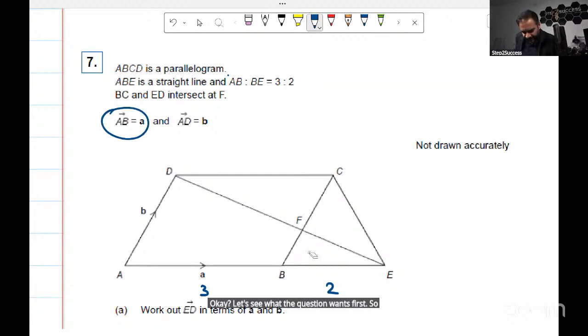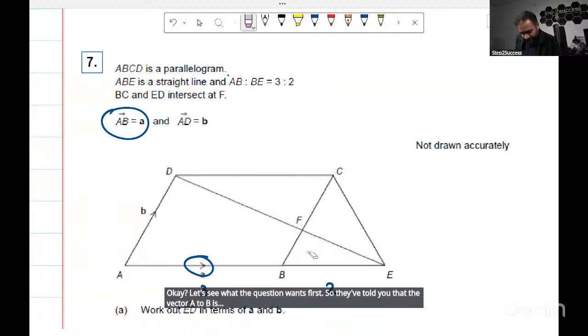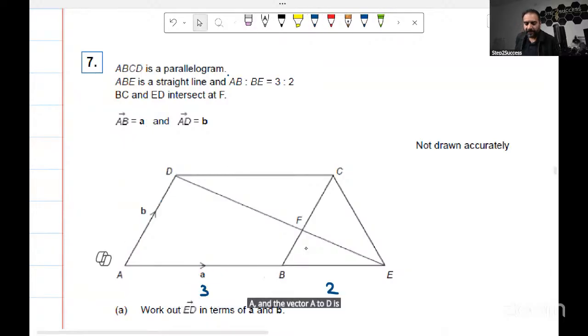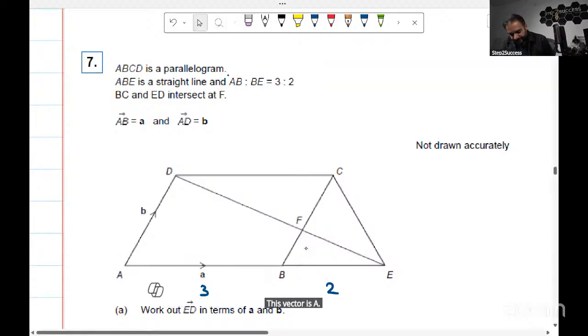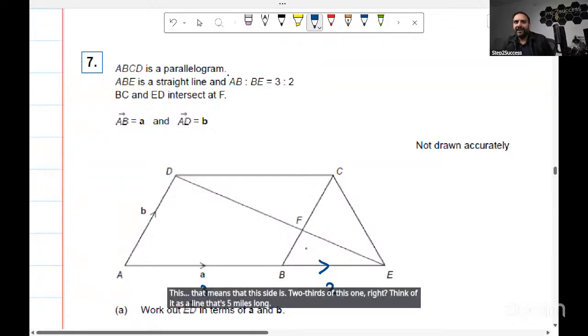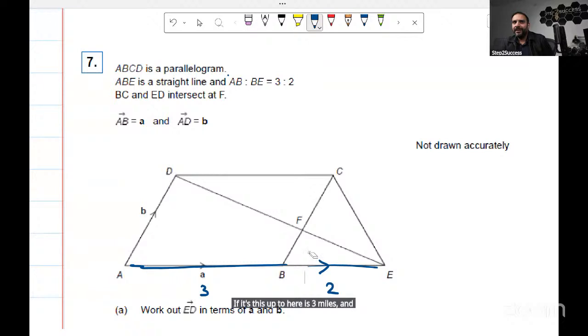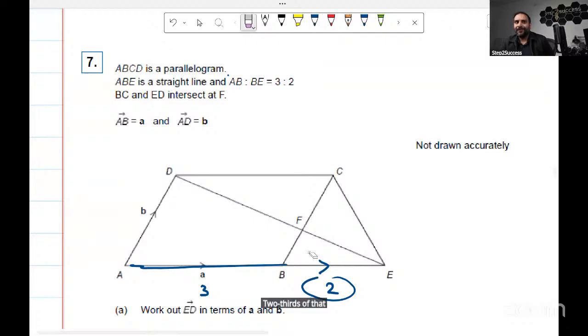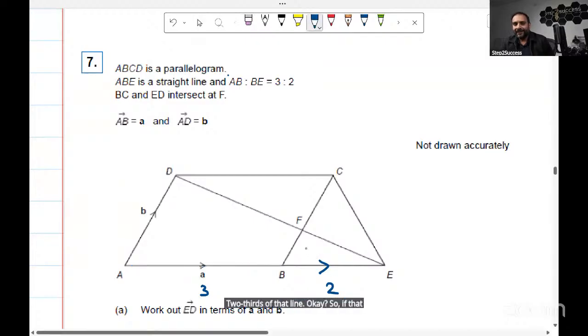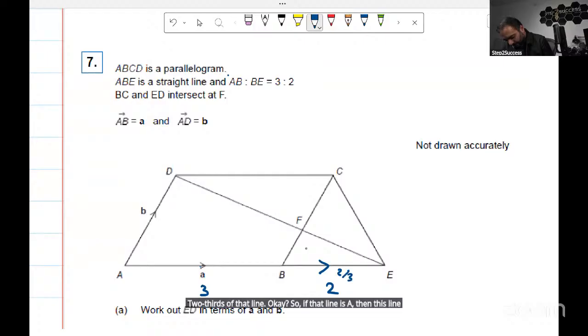So they've told you that the vector A to B is A, and the vector A to D is B. Right, I'm going to do something with the ratio now. This vector is A, and it is in the ratio 3 to 2 with this vector here. That means that this side is 2/3 of this one. Think of it as a line that's 5 miles long. If this up to here is 3 miles and this is 2 miles, then this is 2/3 of that line. So if that line is A, then this line is 2/3 of A.